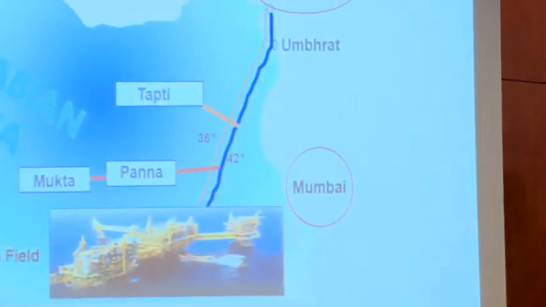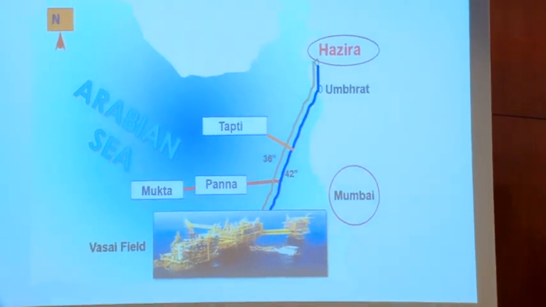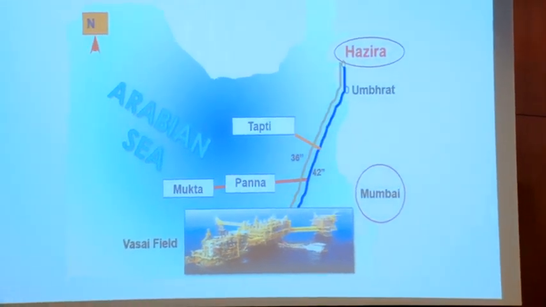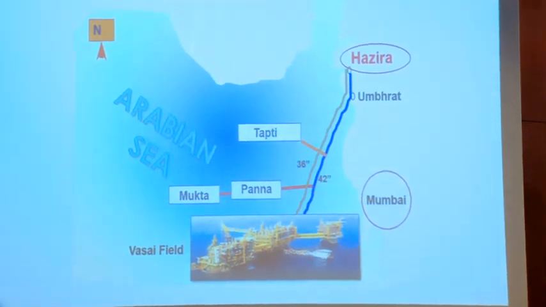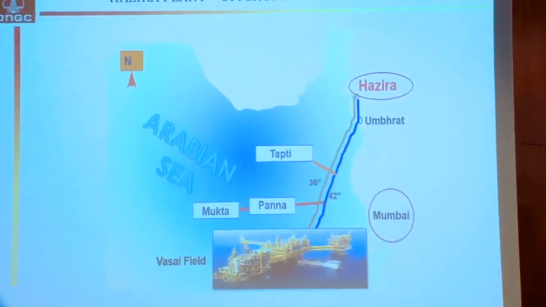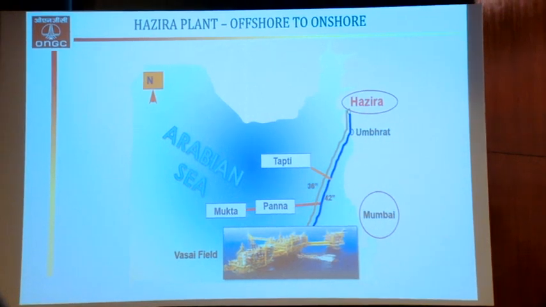Now moving forward, so this was the setup you are seeing on screen. The Hazira plant takes the gas from two major lines, that is the 36-inch line and the 42-inch line. The major contribution we are getting is from the Tapti platform, Mukta platform and Panna platform. Recently we have added Daman also. We have added around 6 million metric standard cubic meters per day of gas from Daman also.